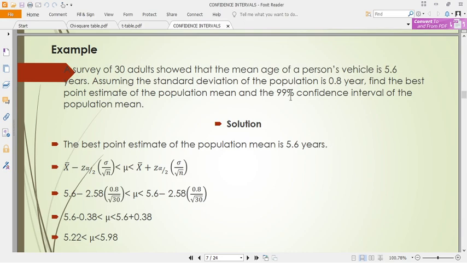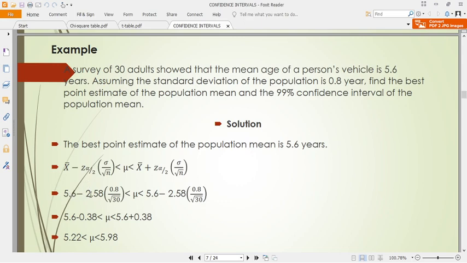Now getting the confidence interval of the population mean. Remember, this is our general formula. Since our n, what is our n? Our n is already 30. When n is greater or equal to 30, then we use this given formula. What confidence level are we working at? 99%. So we have the sample mean x bar, which is 5.6.